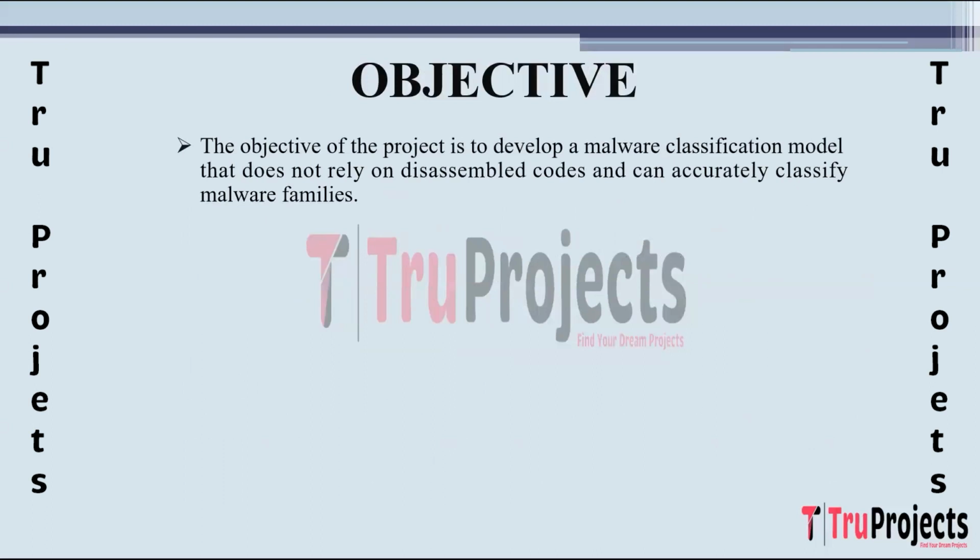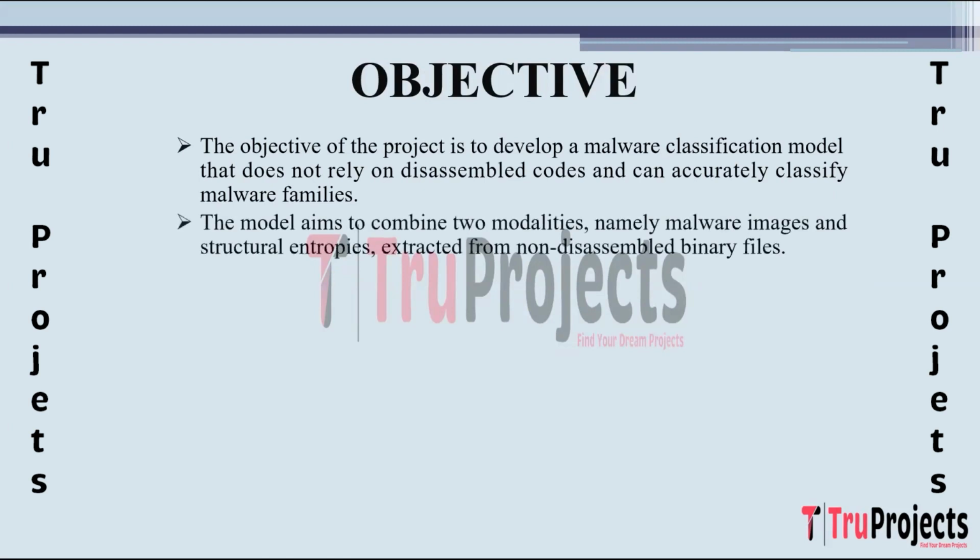Objective. The primary goal is to create a malware classification model that doesn't rely on disassembled codes. This departure from traditional methods aims to achieve accurate classification of malware families without the need for disassembly, addressing the limitations and challenges associated with disassembling malware. The model integrates two different types of data modalities, malware images and structural entropies.